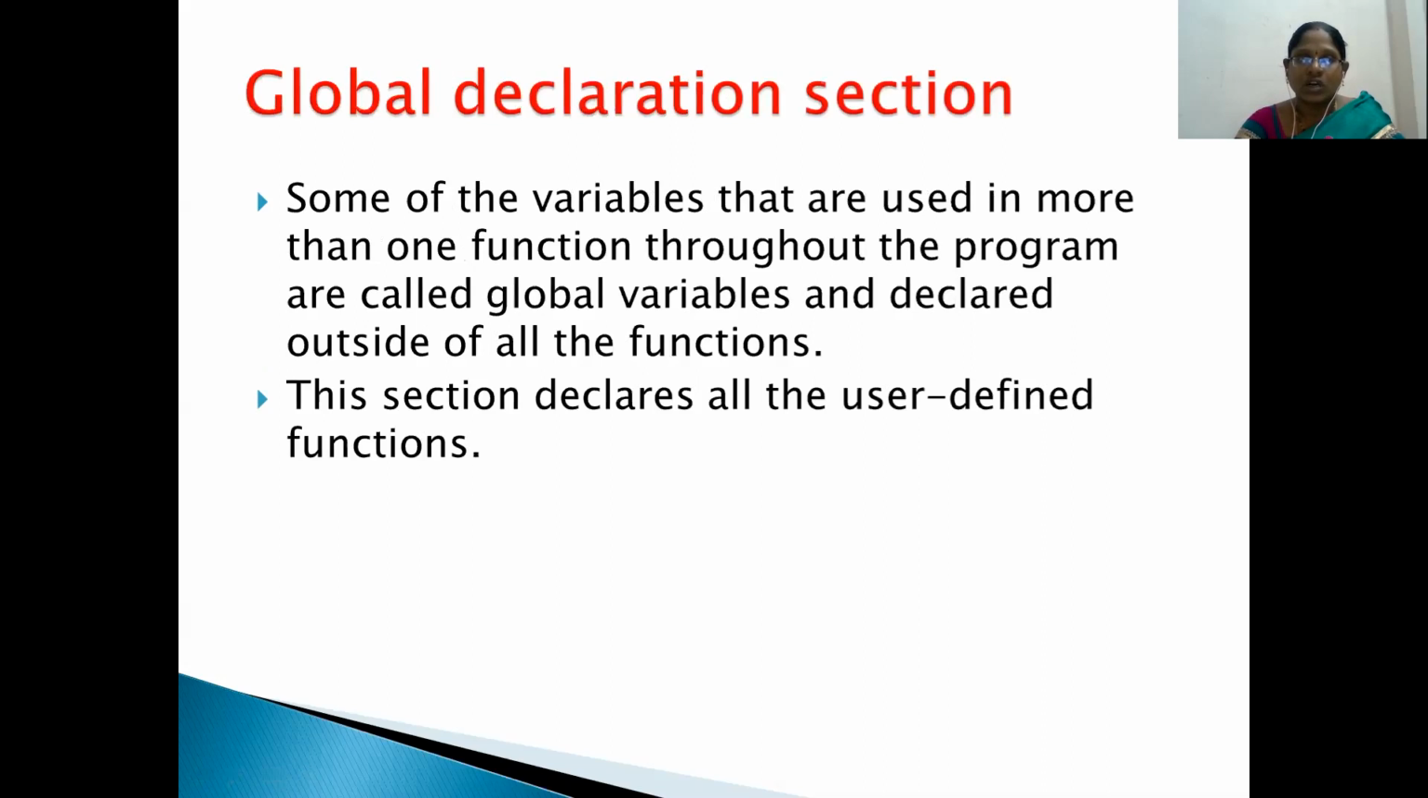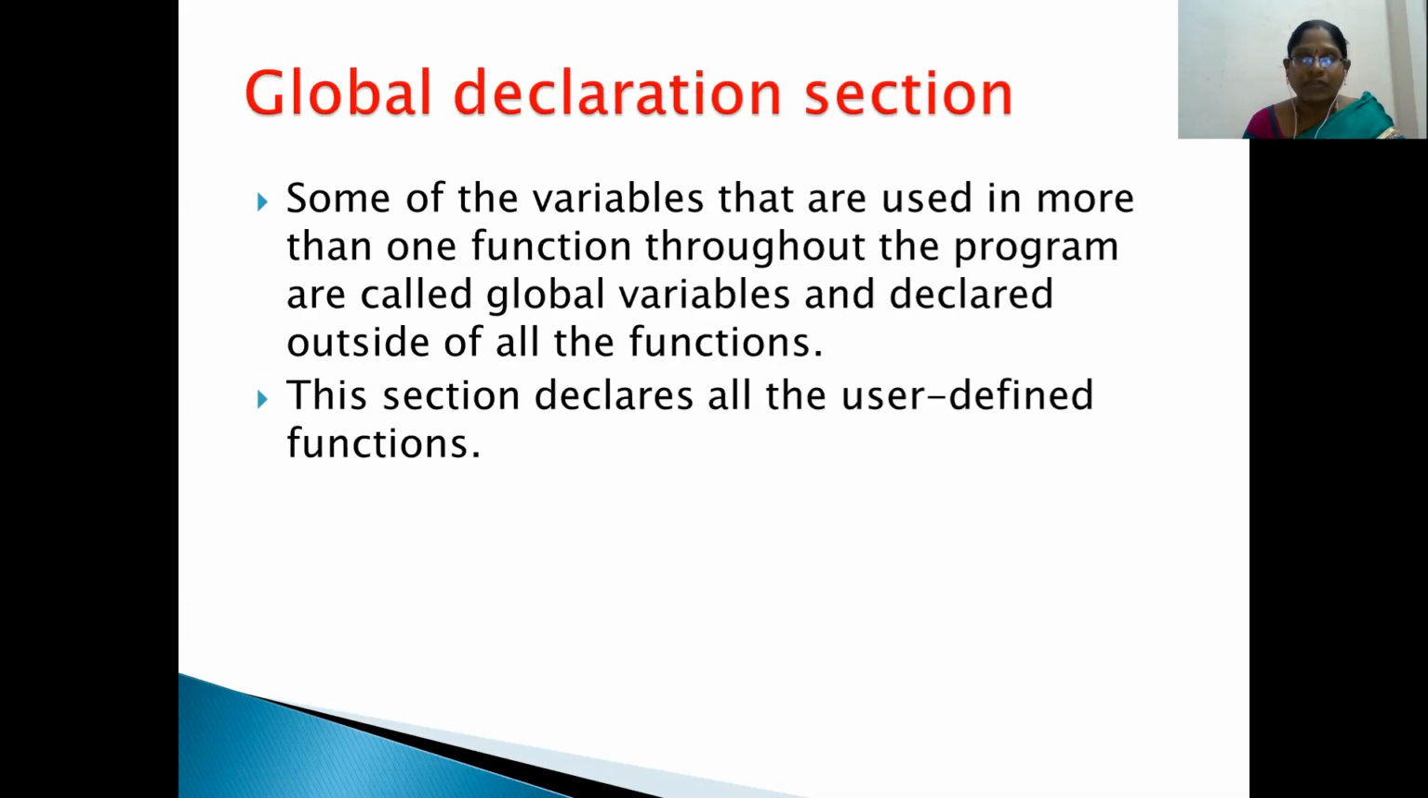Next goes your global declaration section. Some of the variables that are used in more than one function throughout the program are called global variables and are declared outside of all the functions. This section declares all the user-defined functions. Now see here in the global declaration, global is nothing but outside the main.